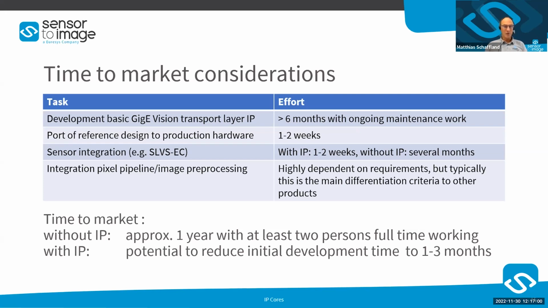So as a summary, without IP, you have at least 1 year with at least 2 persons working full-time to make only the firmware part of the design. And with IP, there's the potential to reduce this initial development time to 1 to 3 months. On the hardware side, this is a different topic. This is very similar. Later on, AMD Sightings will have a speech where you can use hardware IP and reuse that. So this might be interesting as well.